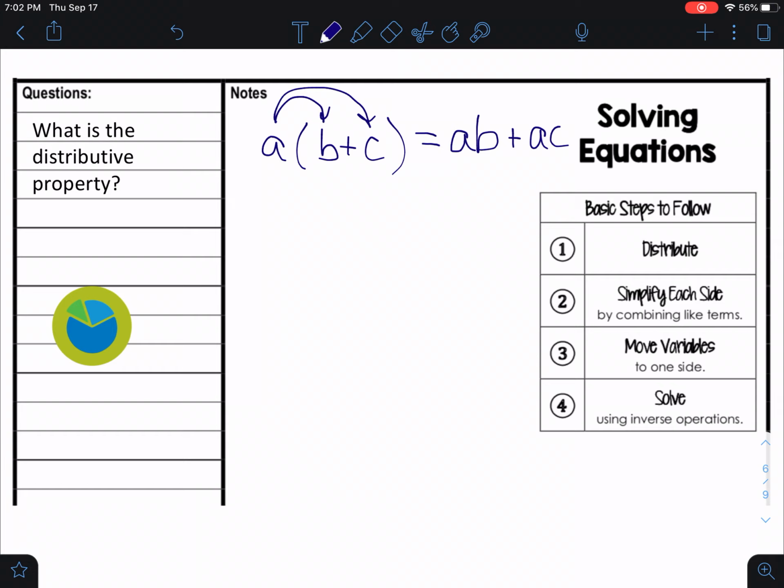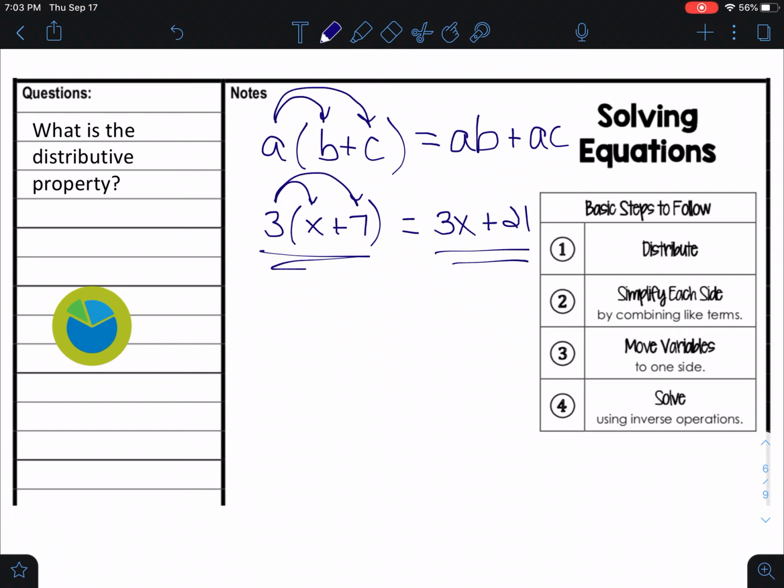All right. So if we were using numbers, and maybe variables instead, so that this makes a little more sense, we would say 3 times x, that's 3x. Then we would say 3 times 7, which is positive 21, so we're going to write plus 21. So I can simplify this and write this. We're saying that the distributive property says those two things are equal. Okay, so that's a quick review on the distributive property.